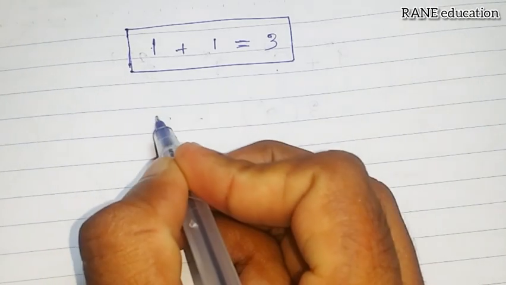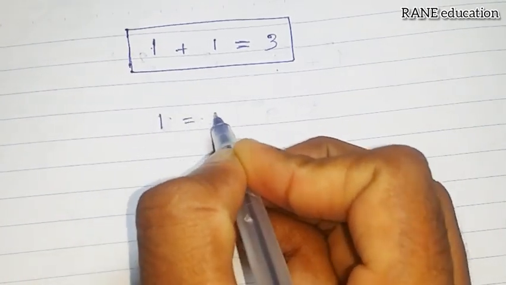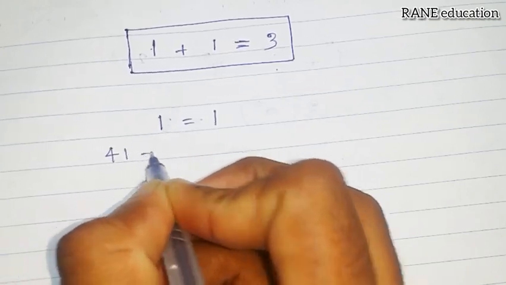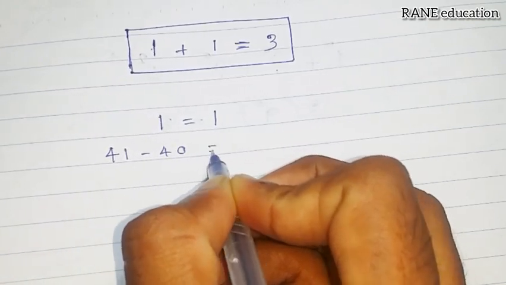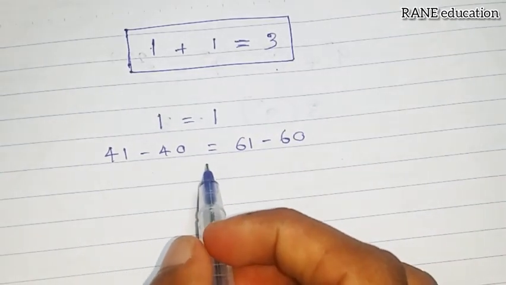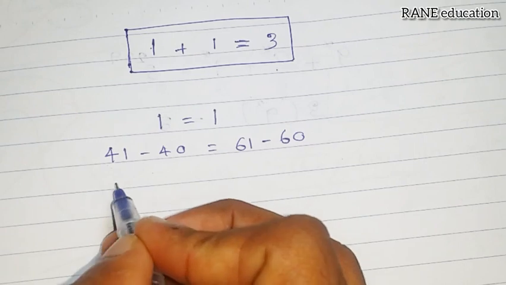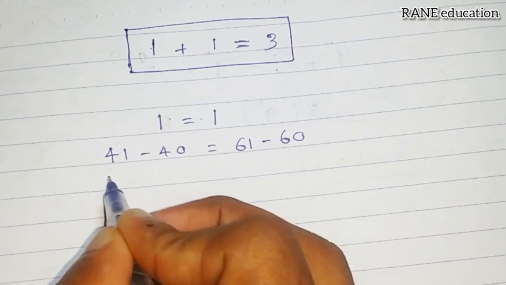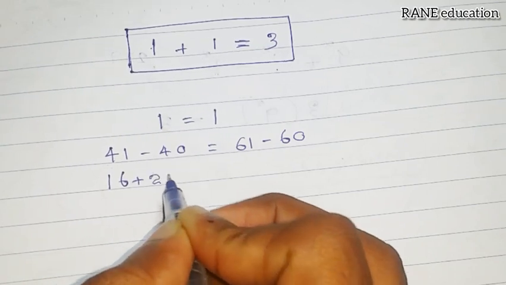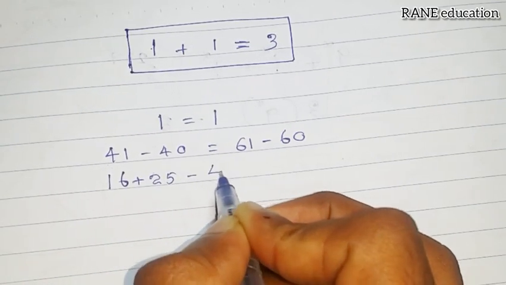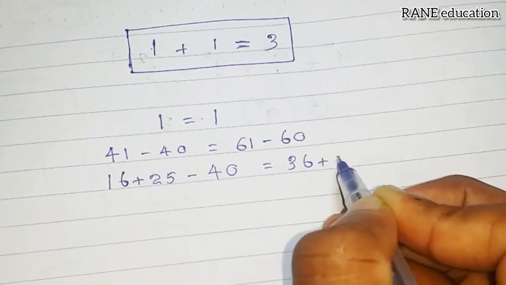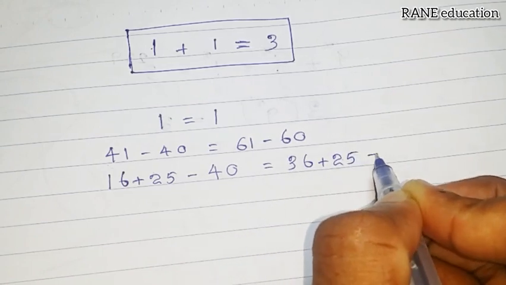Okay. You know 1 equals 1, but we can write 1 equals 41 minus 40, 61 minus 60. Not wrong. 41 equals 16 plus 25 minus 40. 61 equals 36 plus 25 minus 60.